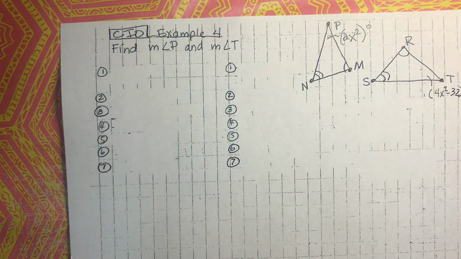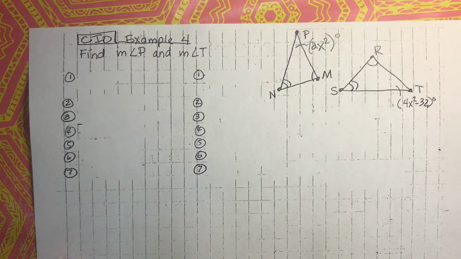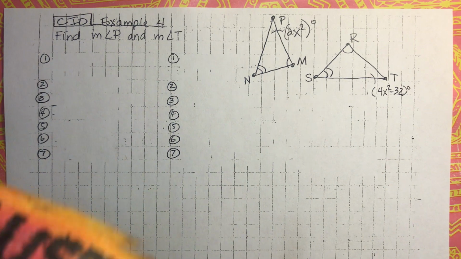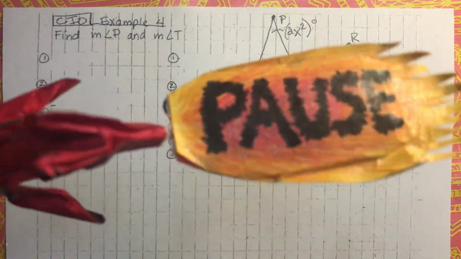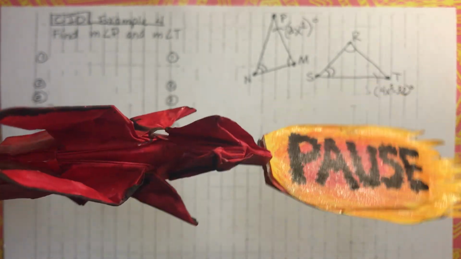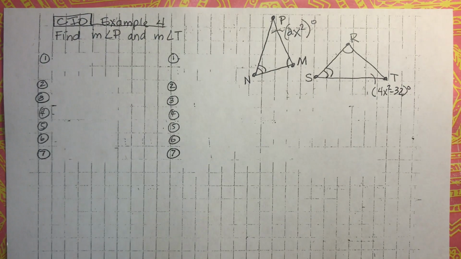Okay, let's move on to the next problem. Check it out, example 5. And this is your turn to show off your wonderful, magnificent skills. So we have these two triangles here. So here's my friend the pause dragon. Reminds you to pause your device. Go ahead and work it out. When you get done, press play, and we'll go over it.